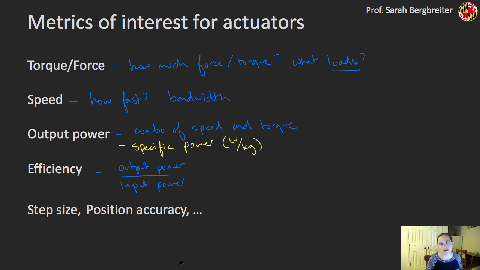And then depending on application, obviously you have a whole host of other metrics that you might be interested in, like the minimum step size that my actuator could take, or the positional accuracy, if I'm really interested in controlling a specific position, for a 3D printer or something, for example, that position accuracy would be very important for me. So there are a lot of other things that I could consider depending on my application in terms of metrics for actuators.